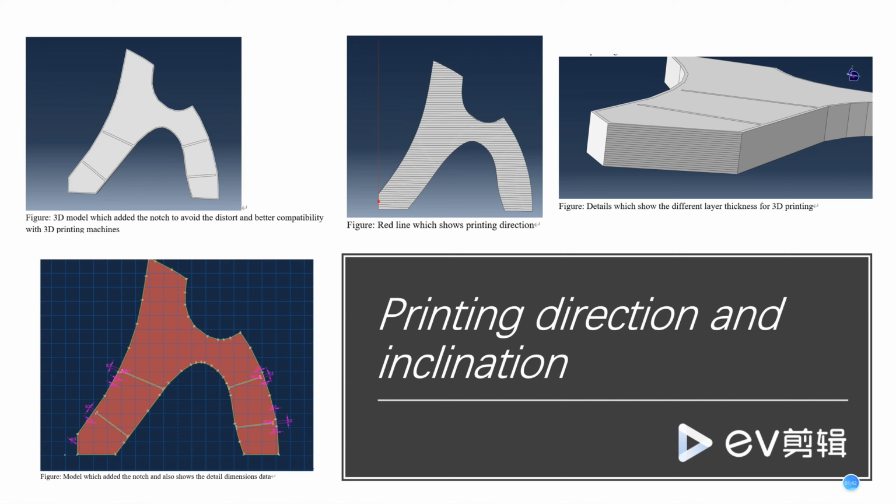For the locations where inclination can be changed, most parts are controlled within 30 degrees, which means it can save a lot of supporting material. The other details are shown in the figures below.